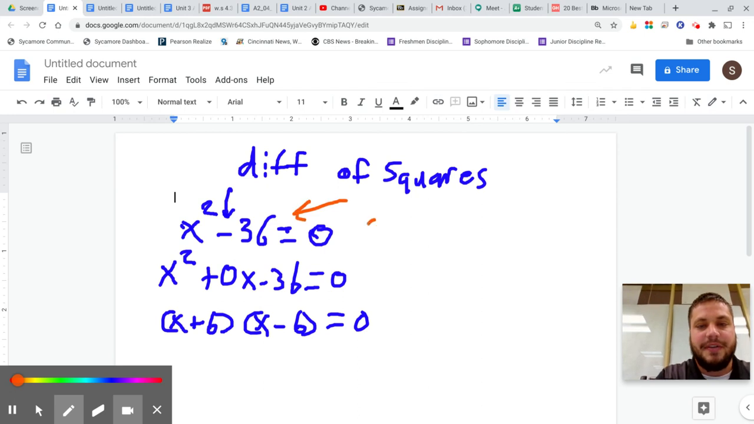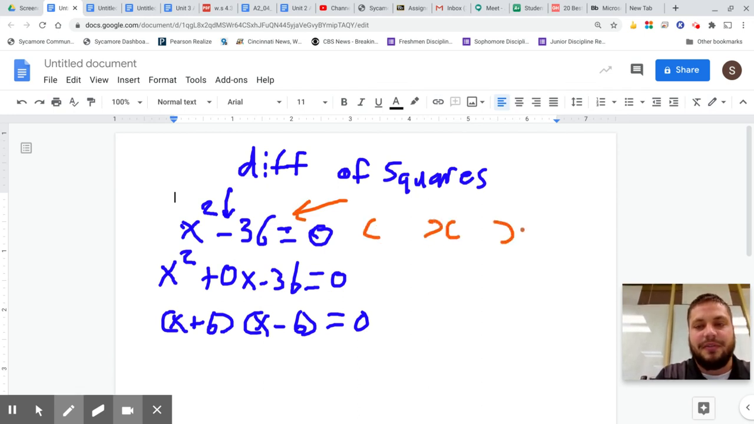Let's go back to the top here. Okay, it's just to open up your parentheses and square root the front. The square root of x squared is x. Write that in front of each parenthesis. Square root the back. The square root of 36 is 6. Write that in back of each parenthesis. Make one plus and one minus.